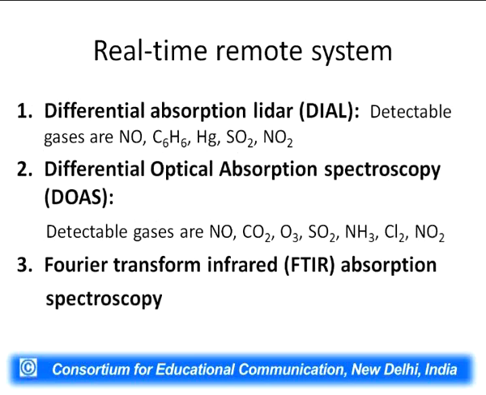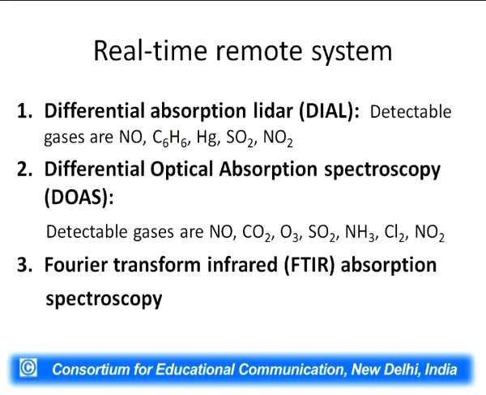Apart from these methods, we can do some real-time remote sensing monitoring too, and the different instruments that can be applied for the real-time remote sensing monitoring are differential absorption lidar, that is also known as DIAL, and in fact it can detect NO, C6H6, that is benzene, mercury, sulfur dioxide and nitrogen dioxide.